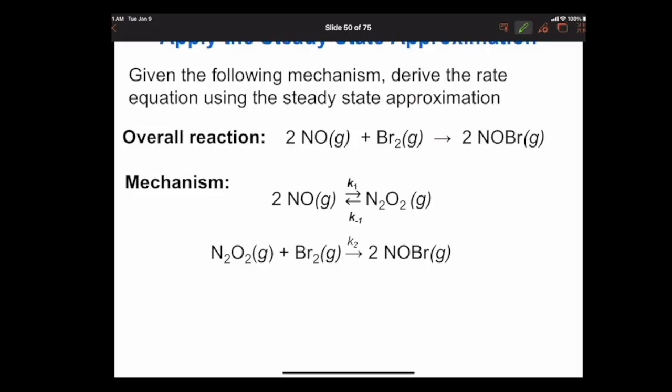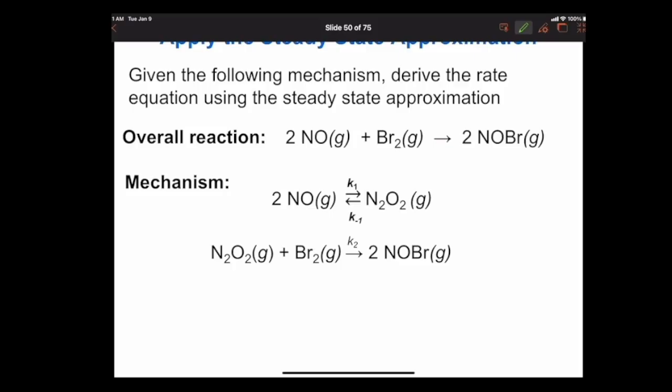This is a new reaction, new overall reaction. 2 NOs plus Br2 makes 2 NOBr. We have a mechanism. 2 NO has a K1, a K minus 1 to make N2O2. What is that? Intermediate, product, starting material, catalyst? Intermediate, because in the second step, first of all, it's not in the overall reaction, and we use it up to make our products. Now we're going to apply the steady state approximation.